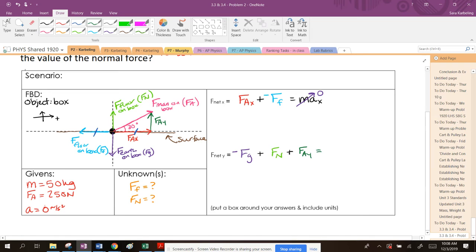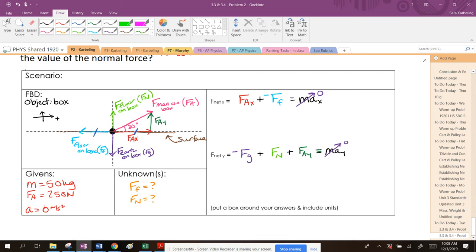And then we ask ourselves, hey, is the box accelerating in the Y direction? No, it's not. There's a 0 acceleration. So MAY also is equal to 0. So far, how are we doing?